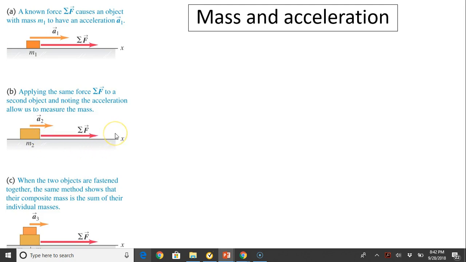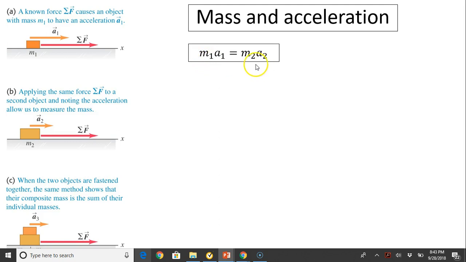But usually on Earth, we use weight to measure the mass. Deep in space, we can use F equals ma to measure the mass. So mass is F over a. So let's take a look.